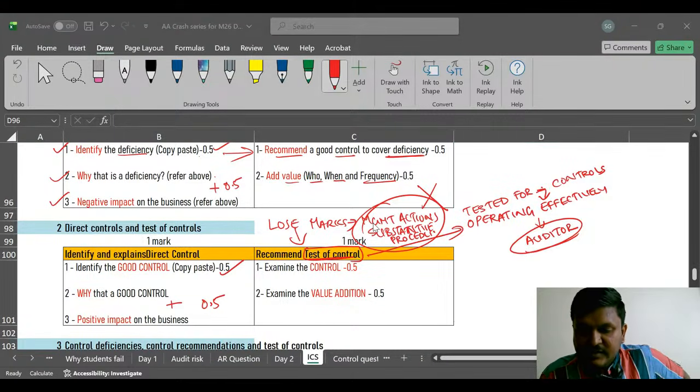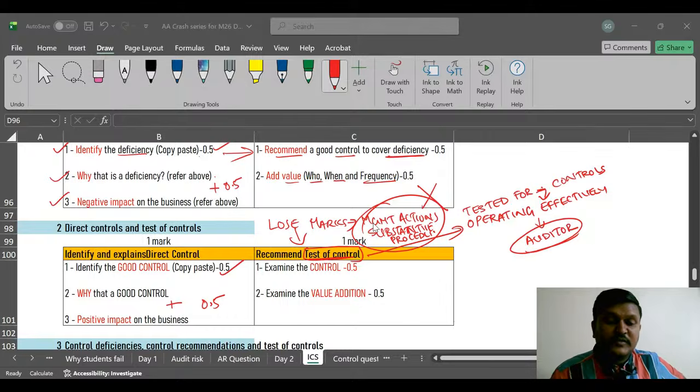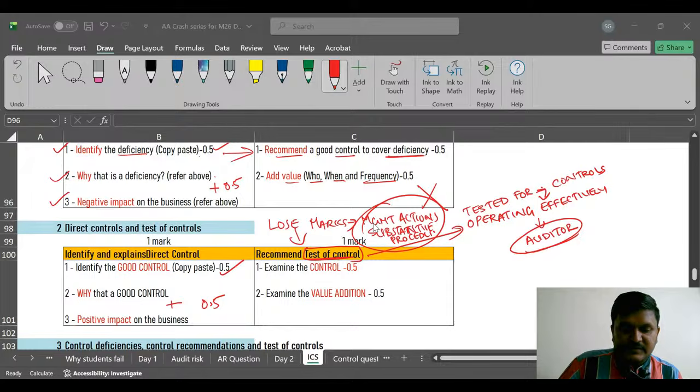Yes, Deepak, that is done by the auditor only. So the auditor's action should be given in the test of controls. What auditors will be testing, that is what would be considered there. That is the case.